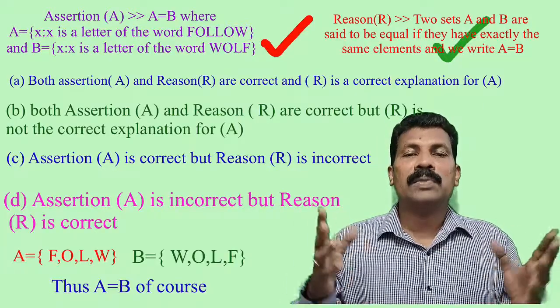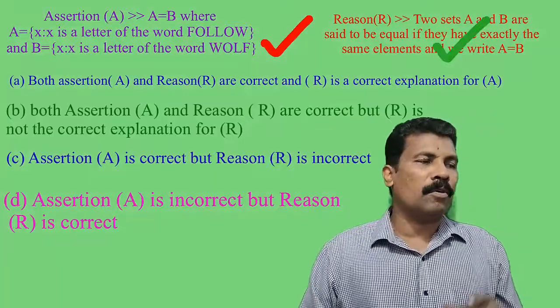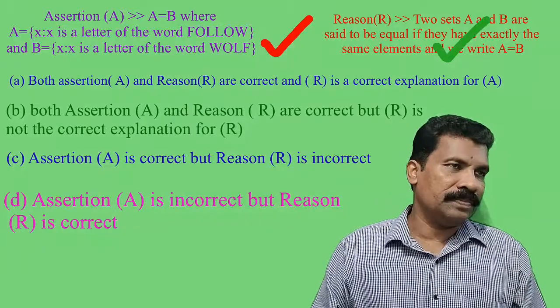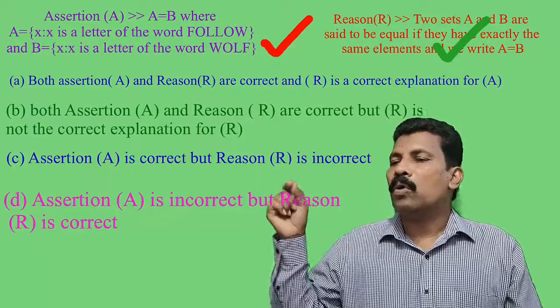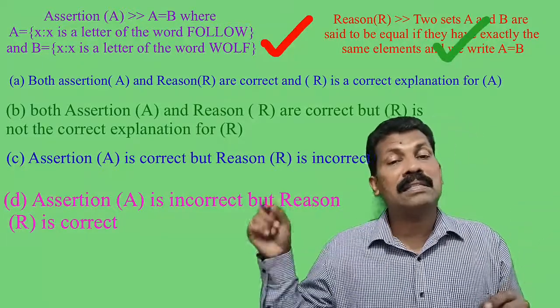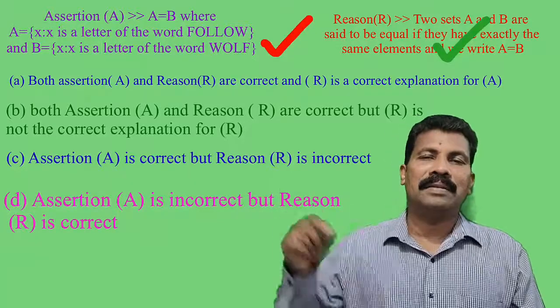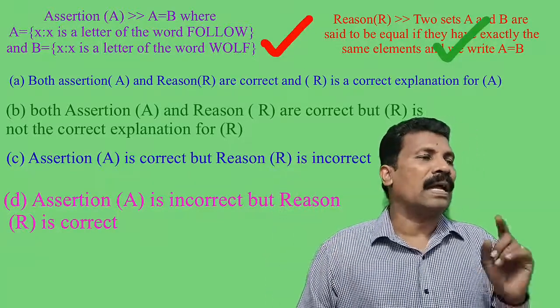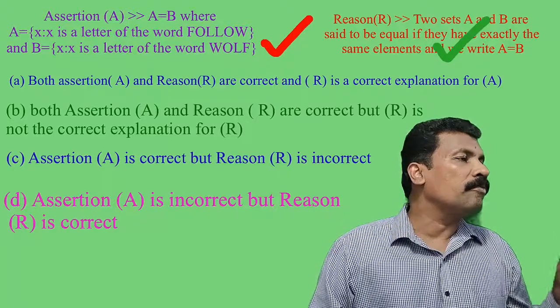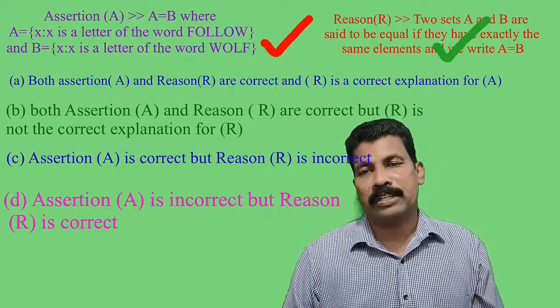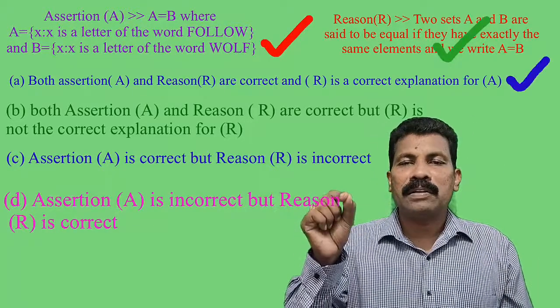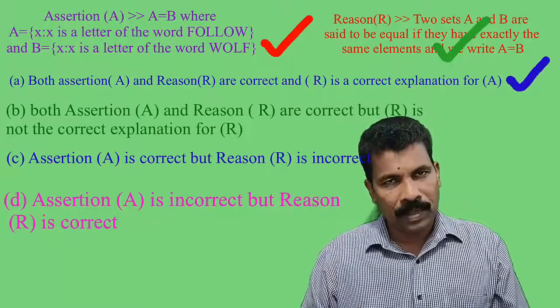So what will be the correct option? So here option A is correct. Why? Because both the assertion and the reason are correct, and the given reason is a correct explanation for the given assertion. So option A is correct.